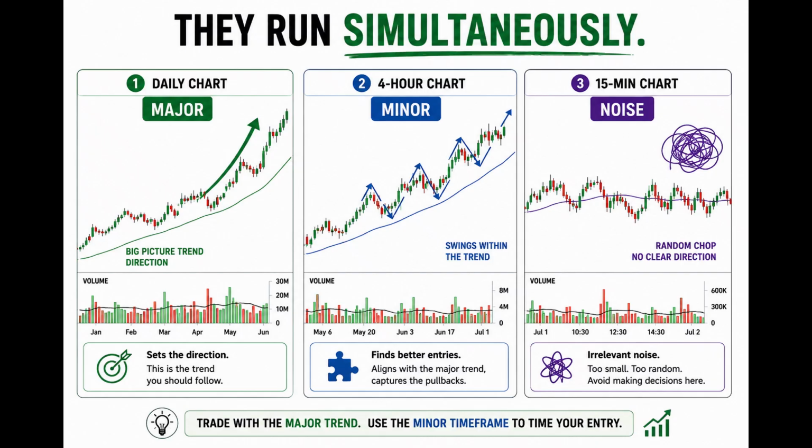Now, here's the framework that fixes everything. Every market has three trends running at the same time. The major trend, visible on the daily chart. This is the actual market direction, lasting weeks to months, driven by institutional accumulation. This is the only trend that pays swing traders. The minor trend, visible on the 1-hour or 4-hour, lasts a few days. This is where pullbacks and bounces happen inside the major. These minor trends are your re-entry zones.